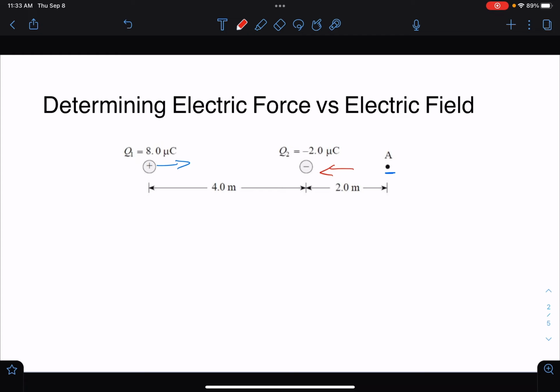So really, it doesn't matter which one you make positive or negative. You can make Q2 negative since it has a negative charge, or you can calculate using the absolute values and then determine based on a diagram like this. In Expert TA, they often tell you what direction should be positive or negative, and so you should follow that.